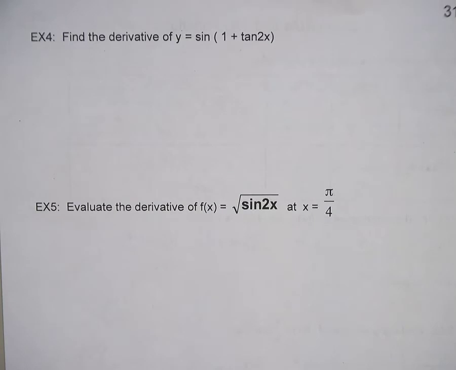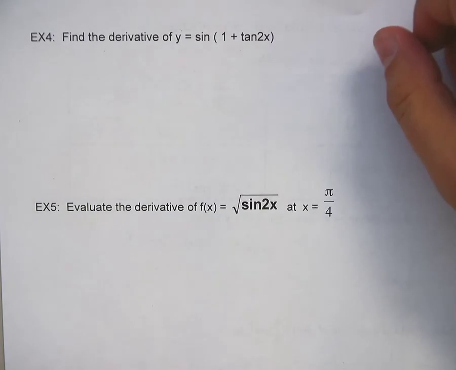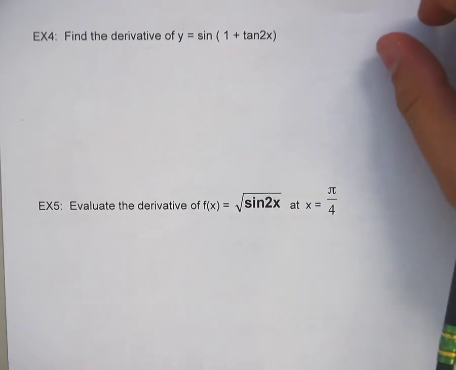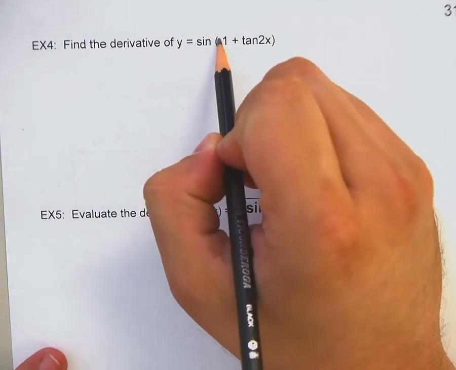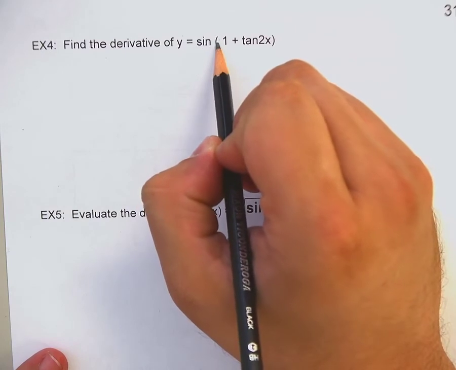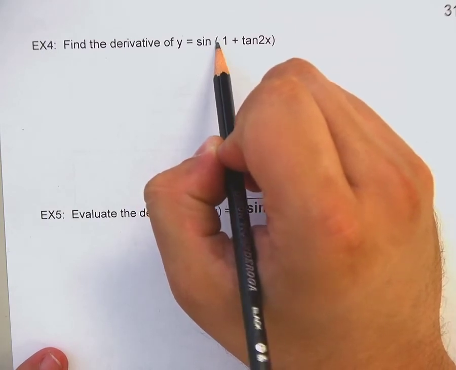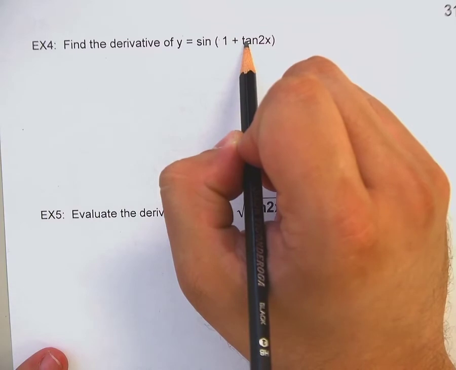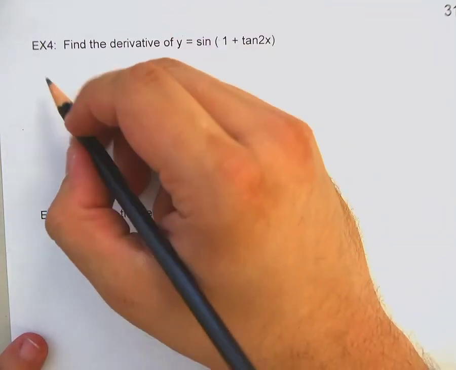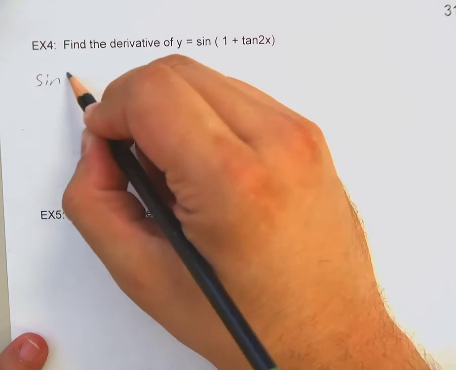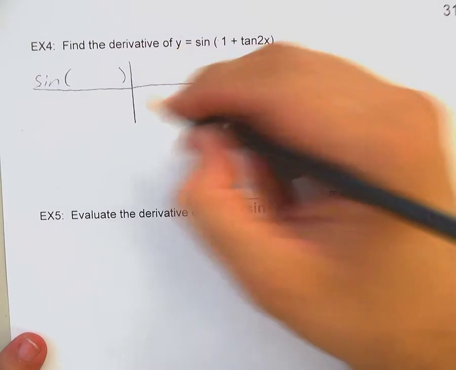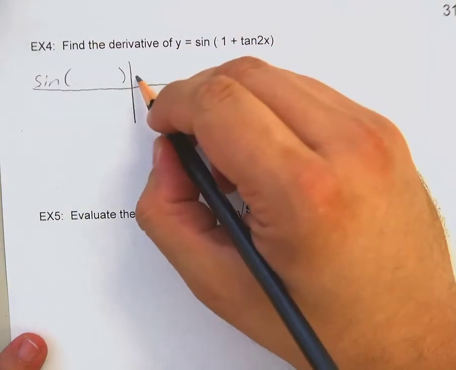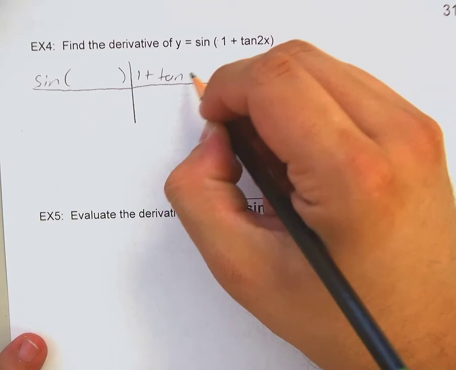Okay, this one is definitely going to be a peanut. Alright? It says find the derivative. So I've got sine of. Now this is not sine times. If this was sine of something times this, I'd have a product rule. But this is sine of this, so I have a chain rule. So my first layer is sine of something. My second layer, the chocolate, is 1 plus tangent of something.